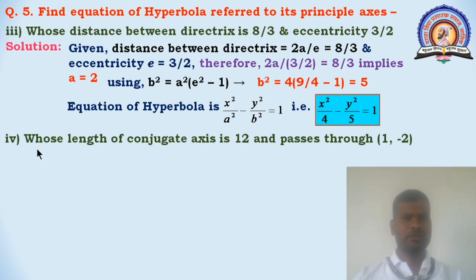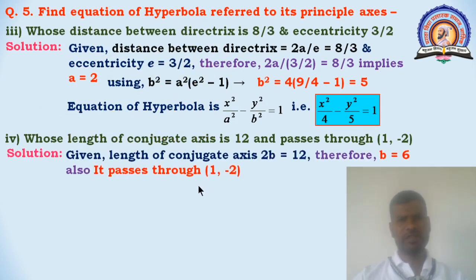The next example is to find the equation of hyperbola whose length of conjugate axis is 12 and which passes through the point (1, -2). In a similar manner, we have to find only the value of a square and b square. For that, the given length of conjugate axis is 12. So we know that the conjugate axis is twice b, which is equal to 12. So b is equal to 6.